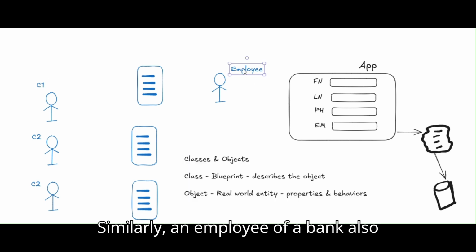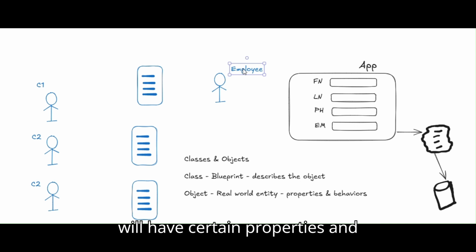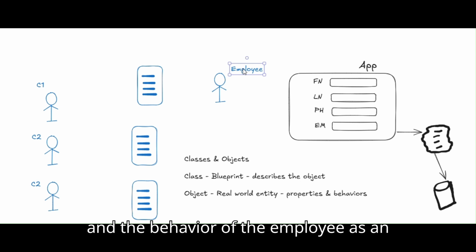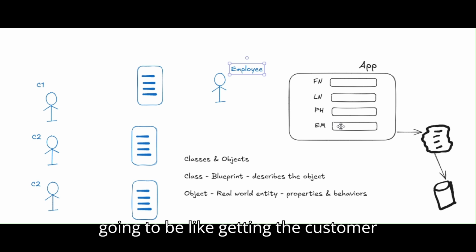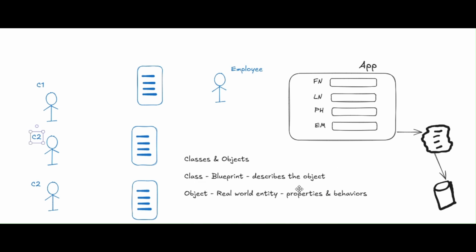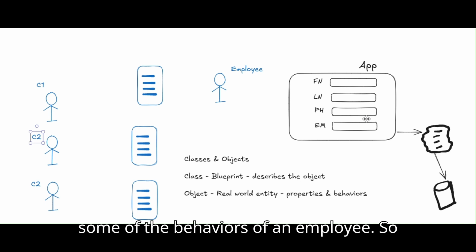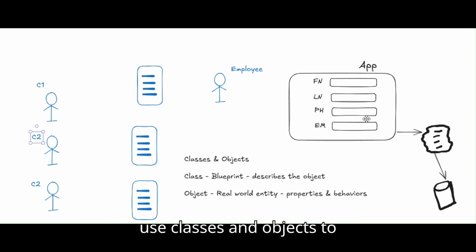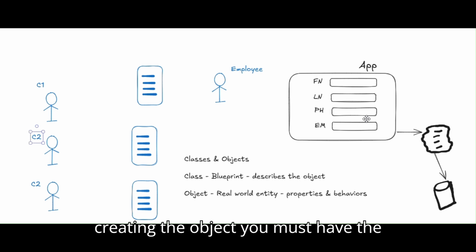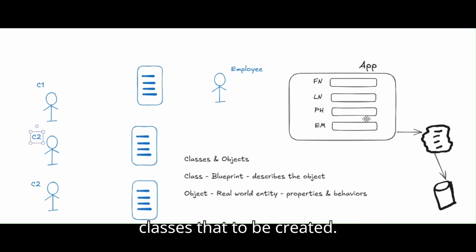Similarly, an employee of a bank also will have certain properties and behaviors. The employee will have ID, name, salary, designation, and the behavior of the employee as an object when he uses the application is going to be like getting the customer details, storing the customer details. These are some of the behaviors of an employee. So what you have to understand is that in an object-oriented language, you are going to use classes and objects to write any code. And before creating the object, you must have the classes created.